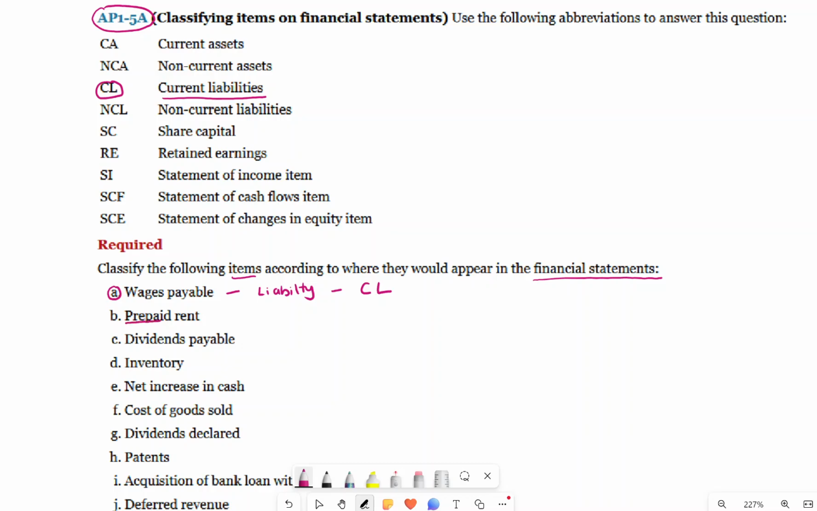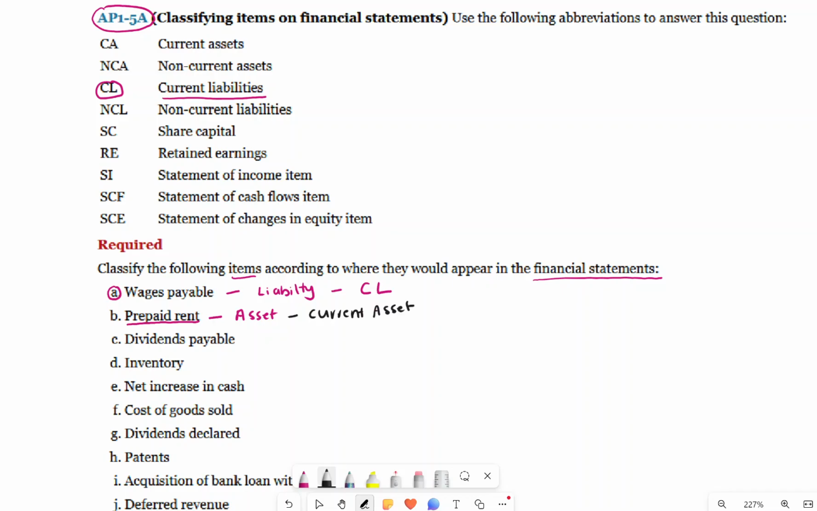Then we go to the next one, which is prepaid rent. Prepaid rent is the rent that you paid in advance. If you paid something in advance, it is an asset. If it's an asset, we need to know what type of asset this is, a current or a non-current. When you think of a current asset, same as a liability, if anything is going to be used within 1 year, then it will be current. In this case, since we paid it in advance and it is prepaid rent, it will be an asset and it will be your current assets.